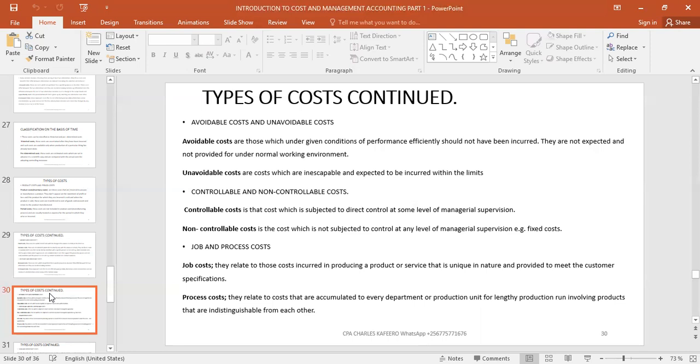Allow me to go to the next one, and the next one is job and processing costs. First of all, when you want to understand these costs, the job and the process. A job is an activity that is done based on the customer's specifications. The customer comes with a different idea of whatever they want.